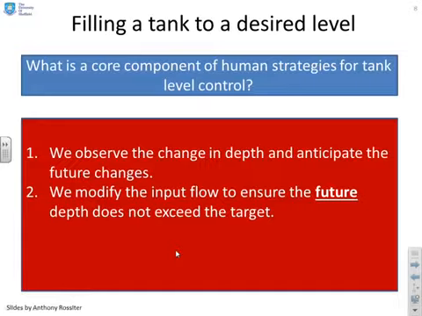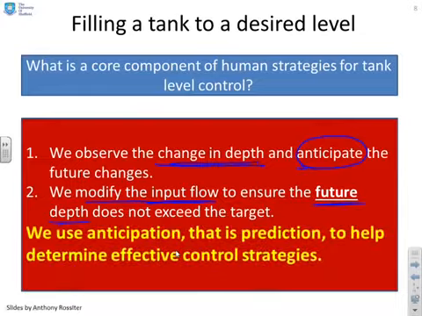What we're going to do is observe the change in depth and anticipate how the depth changes in the future, and we're going to use that anticipation, that's the key word, in order to modify the input flow in order to ensure that the future depth does not exceed the target. And again, you'll see the key word here again is anticipation or prediction.